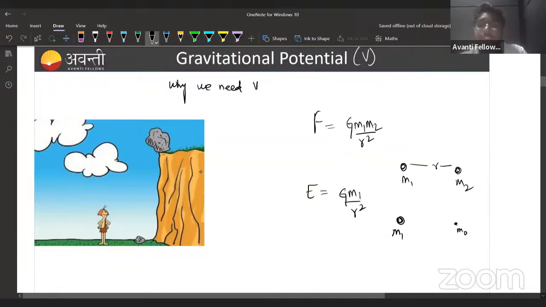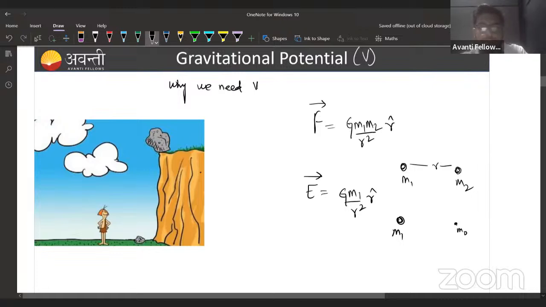One thing about these two is that both of them are vector quantities. And adding or subtracting, or dealing with vector quantities, according to me, is a very painful thing to do, because you have to calculate the magnitude, and you have to see what its direction is. But gravitational potential is a scalar quantity.